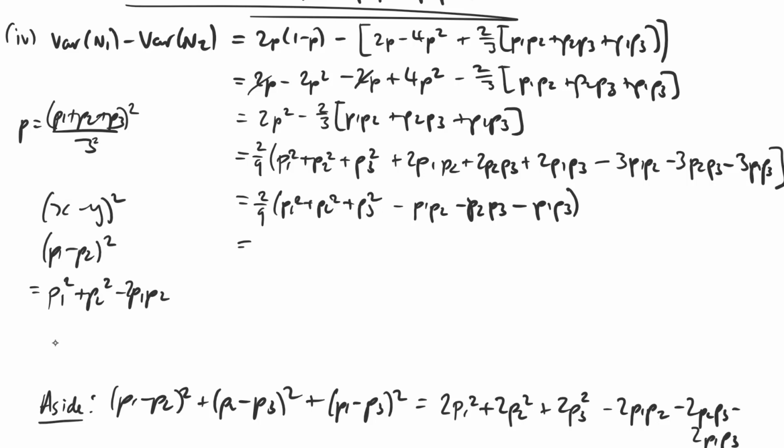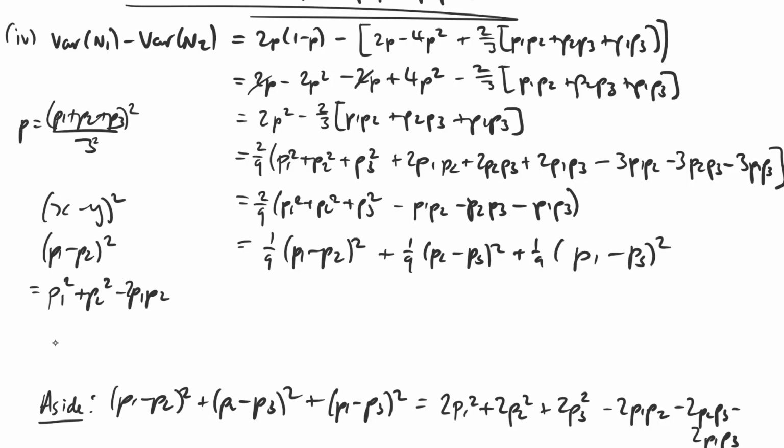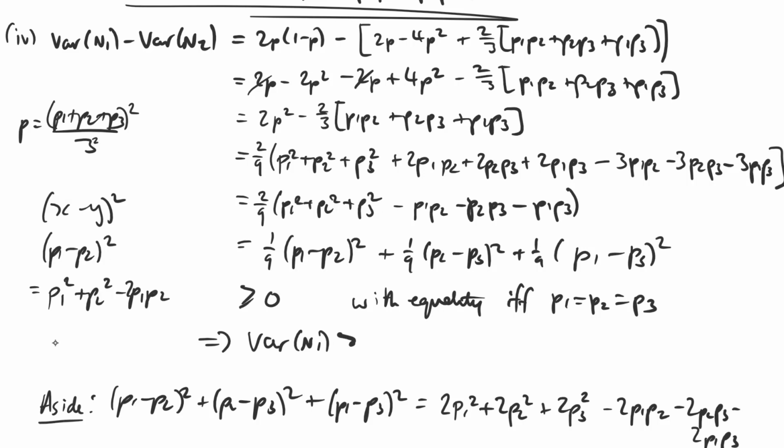So actually this thing is in fact just 1/9 times p1 minus p2 squared plus 1/9 p2 minus p3 squared plus 1/9 p1 minus p3 squared, and all of these things are positive expressions, so I can say that's greater than or equal to 0 with equality clearly if and only if each of these brackets are 0, which is when p1 equals p2 equals p3, which is what we're asked to do in the question. And of course we just end up by stating that this does imply that the variance of n1 is greater than or equal to the variance of n2, which is exactly what we wanted to show.